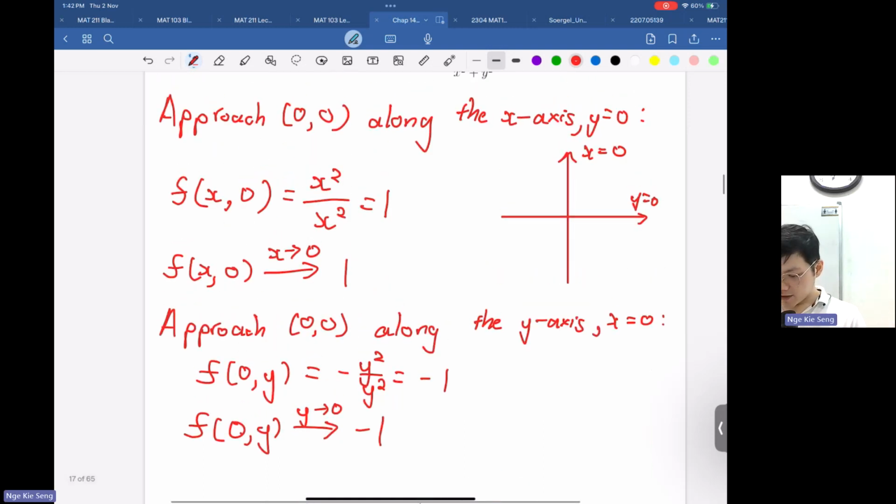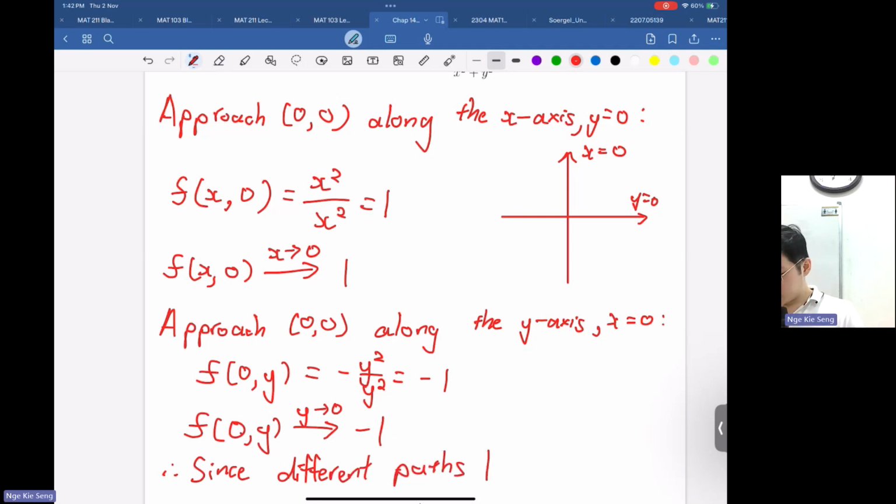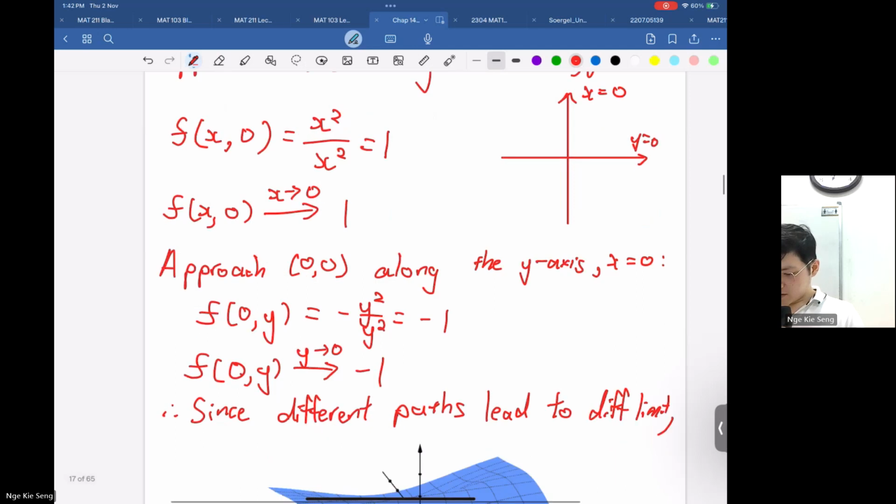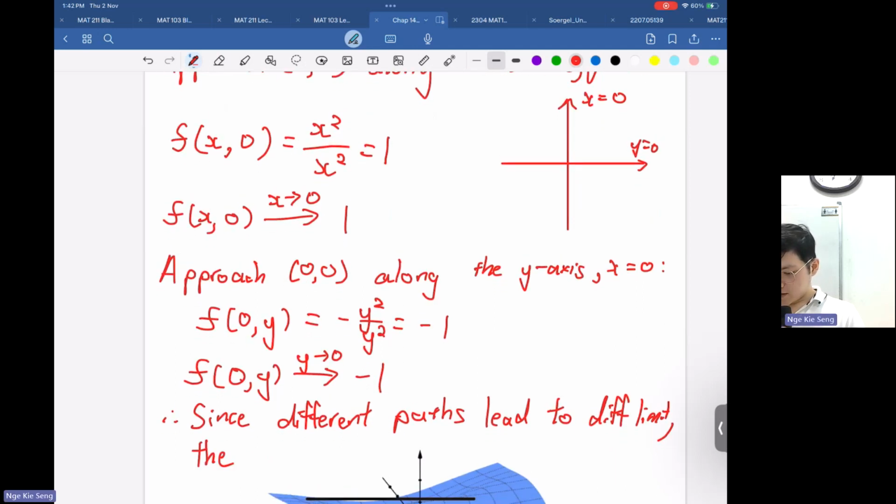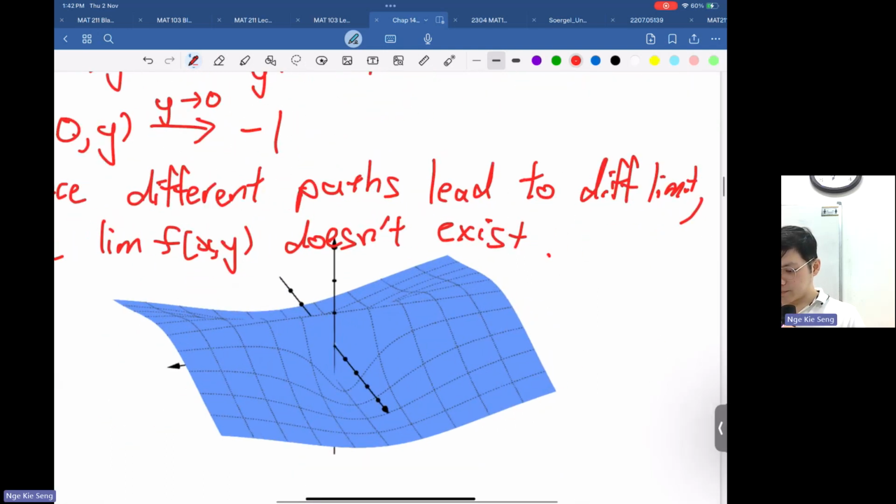So we can conclude that since a different path leads to a different limit, the limit of the original function doesn't exist. Okay. So let's look at this picture here.